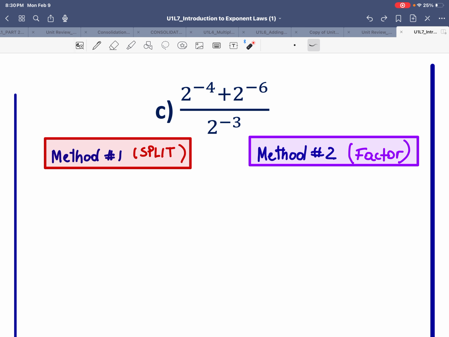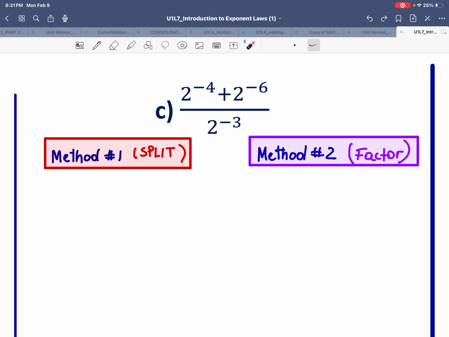Remember that 2 to the power of negative 4 and 2 to the power of negative 6 are separated by a plus. If terms are separated by a plus or a minus, these are just terms. And 2 to the negative 3 is on its own in the denominator, which makes this a term and a factor. The reason I'm emphasizing this is because I want us to be reminded that these exponential numbers don't simplify with each other, because 2 to the negative 6 is a term, and so is 2 to the negative 4. So we're going to use the split method.